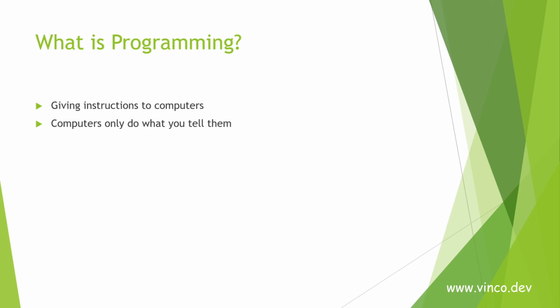The computer is very powerful. That's something you should know, that a computer is very powerful, but also extremely dumb. It only does what you tell it to do. That's what programming is, telling the computer what to do.